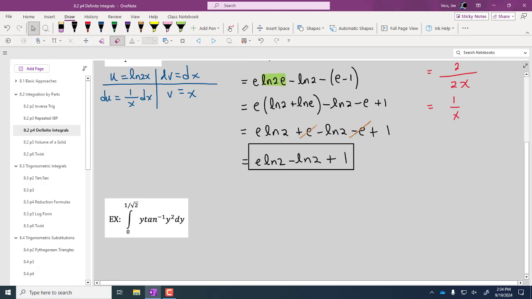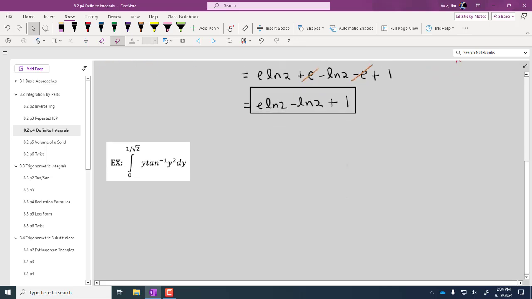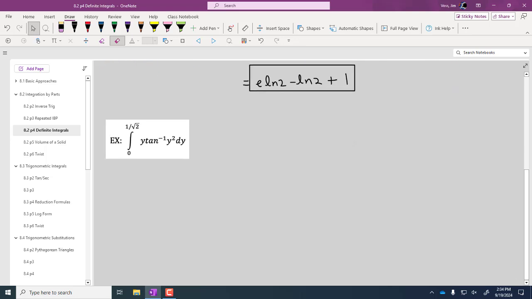Now, all right, let's go for this one. So first, let's highlight the functions. I'm seeing 2 functions. I see this arctangent function, and I see the y out in front. So there are two functions. So we have a product. Integration by parts is a natural choice if you have a product.